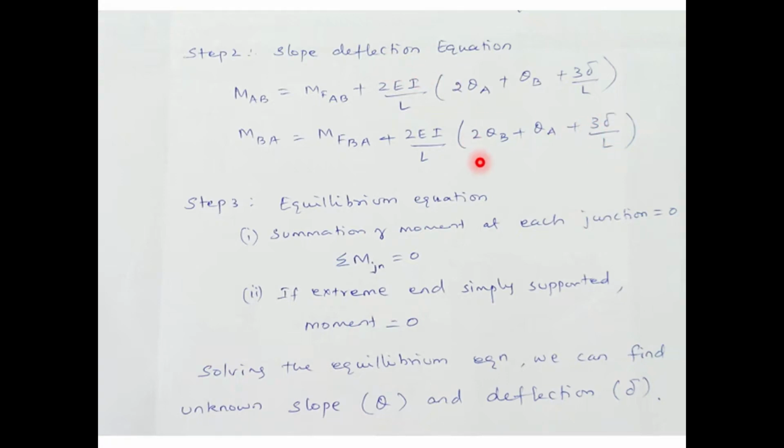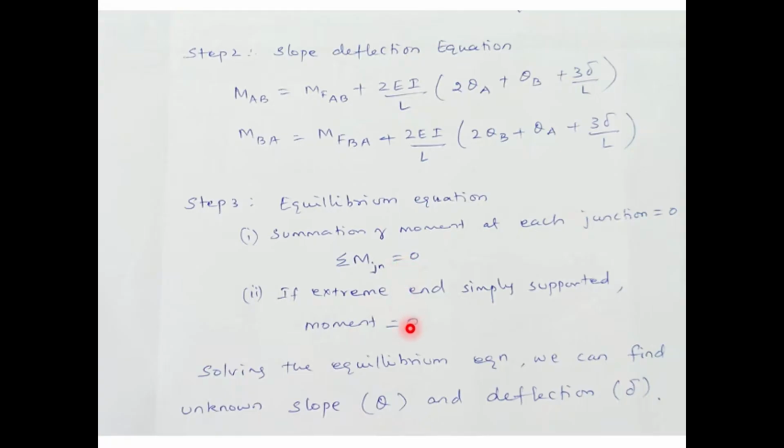Now step 3, equilibrium equation. There are two equilibrium equations. The first one is summation of moment at each junction is equal to 0. A junction is nothing but a point where at least two members are connected. So the summation of moment at a junction is equal to 0. That is one equilibrium equation. The second equilibrium equation is, if the extreme end is simply supported, that is a roller or hinge support, the moment at that point is 0. These are the two equilibrium equations.